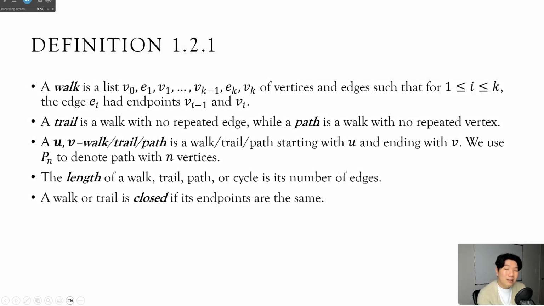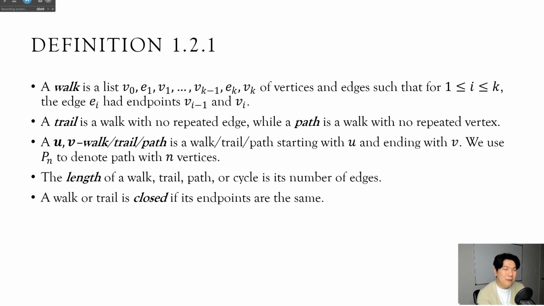First off, a walk is a list of vertices and edges in my graph such that I can actually go ahead and trace this walk on my graph. I would be able to start at my first vertex and end at some other vertex. A trail is a specific type of walk. This is a walk where I do not repeat any of my edges, whereas a path is a walk where instead I don't repeat any of my vertices.